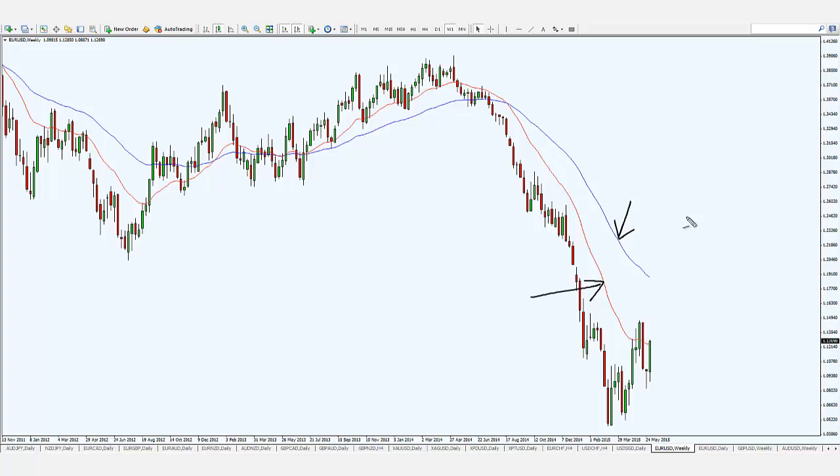So don't worry, there's nothing magical about the 20 and 50. You can use 25 or 55, 30 or 40. It's entirely up to you. You can decide about that. So the main thing here I want to show you is how we can use the moving average in identifying the current direction of the trend. And it's actually very simple.